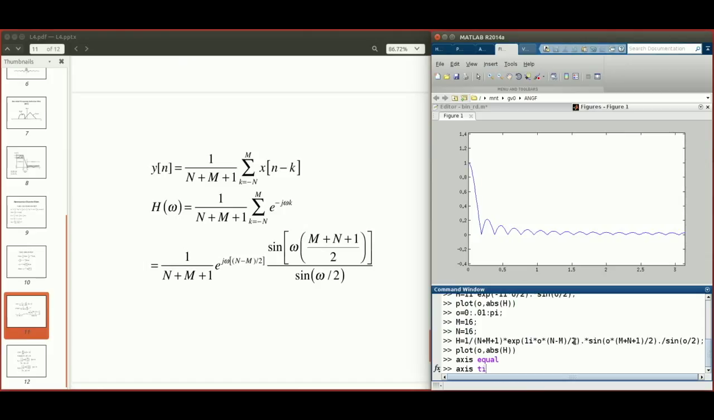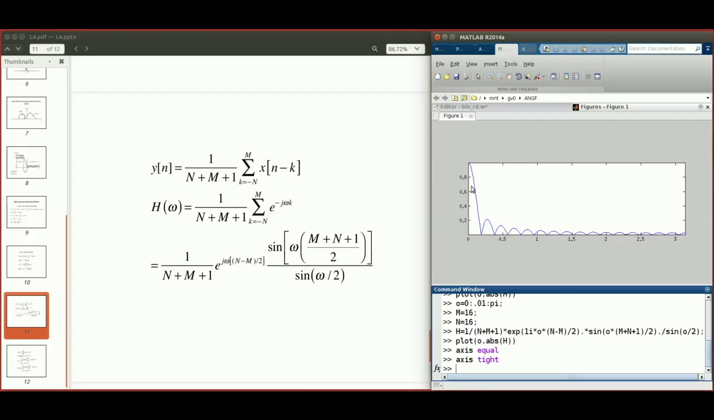Axis tight. Right, that's our low pass filter. Lots of ripples, right? It's a non-ideal low pass filter, so it has lots of ripples in the stop band, right? And in the pass band, it's not exactly zero, but it is nevertheless a low pass filter, right?